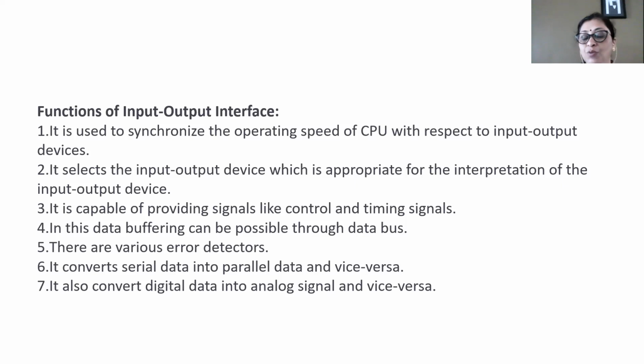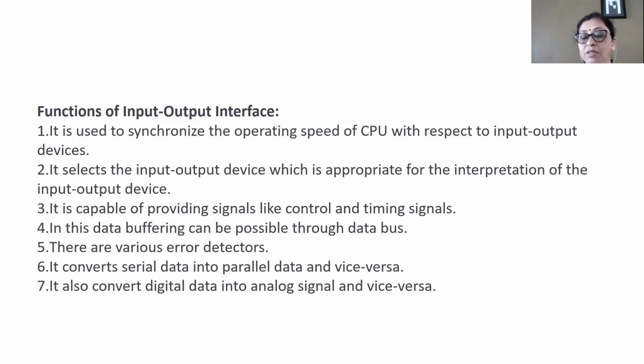Now, many times what happens, some peripheral devices are serial in nature and the CPU is parallel in nature. CPU operates parallelly and most of the peripheral devices operate serially. And therefore, when CPU is sending data to a peripheral device, it becomes necessary to convert the parallel data into serial one. Okay, so this can be done with the help of shift registers.